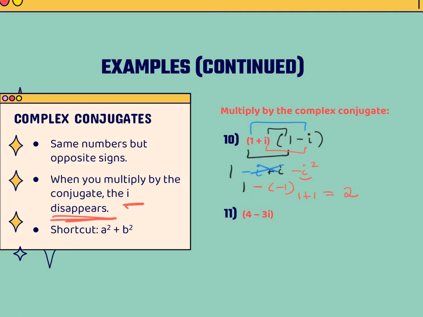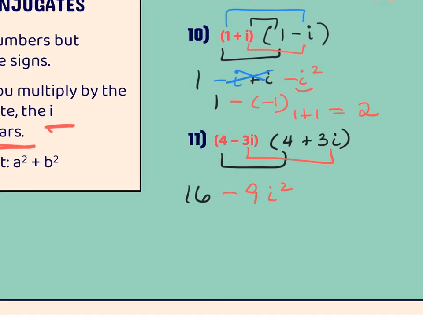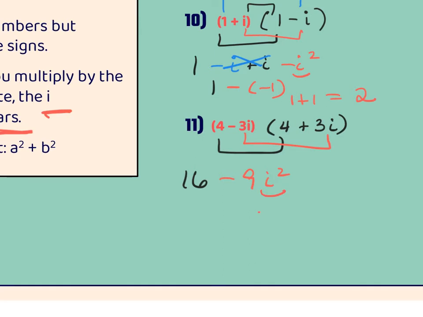And then 11, I'm actually just going to show you that all you really need to do is first and last. So again, you need to know that the conjugate has the same number and the same letter, but you change the sign. This time it started as subtraction, so your complex conjugate will be an addition sign. So here I'm just going to do first, 4 times 4 is 16. Last, negative 9i squared. Again, you need to replace the i squared with negative 1.